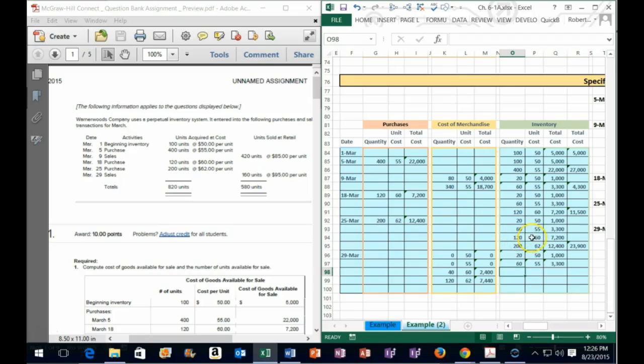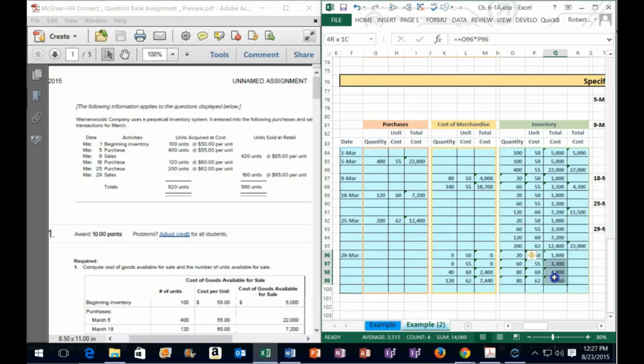Then the 120 at 60, we sold 40 of those. So of the 120 minus the 40 means that we have 80 left of those. Those cost $60. If we multiply that out, 80 times 60 gives us the 48. Then the final layer of 200, we sold 120 of those, equals 200 minus 120. We have 80 left of those at the 62, equals the 80 times 62. That gives us the 4960 on the specific inventory method.